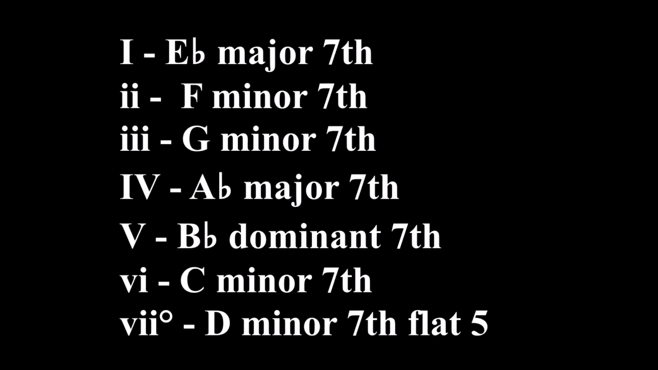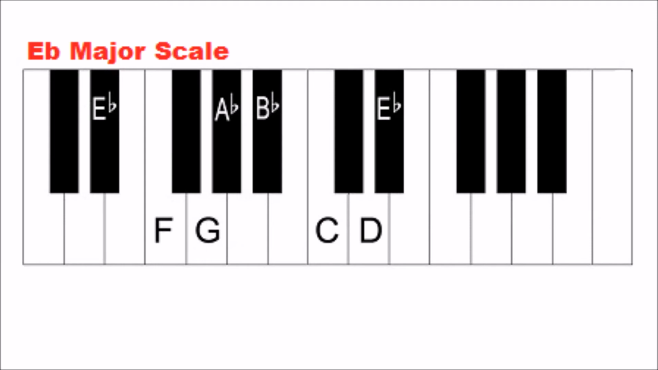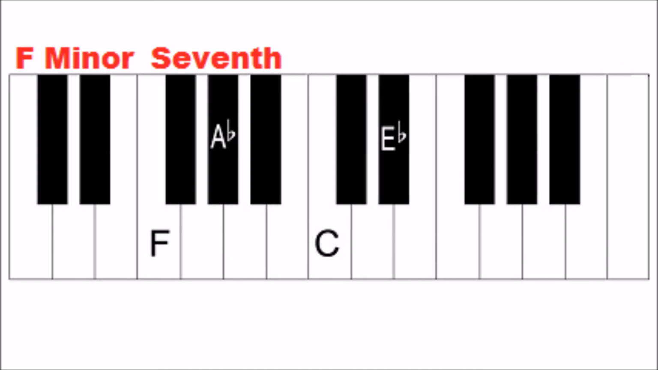You can form 4-note extended chords in a key by skipping notes as well. First of all, start by knowing your scale. All you have to do now is to skip a note. You can start on F, for instance. Skip G, play A flat, skip B flat, play C, skip D, and play E flat, giving you the notes F, A flat, C, E flat. And this is an F minor 7th chord.